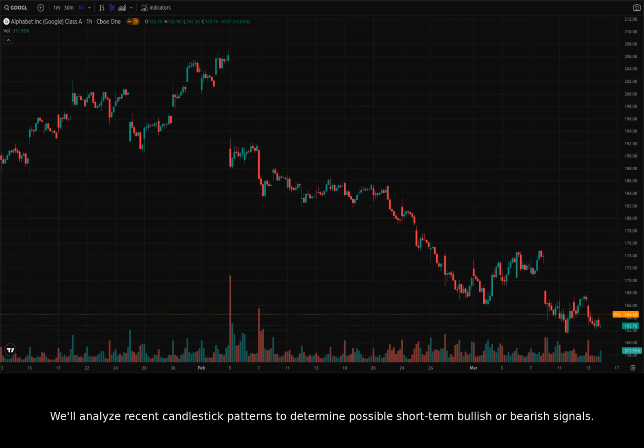We'll analyze recent candlestick patterns to determine possible short-term bullish or bearish signals. The hourly chart shows Google struggling to break above the 167 level. We can look to previous areas for support and resistance.